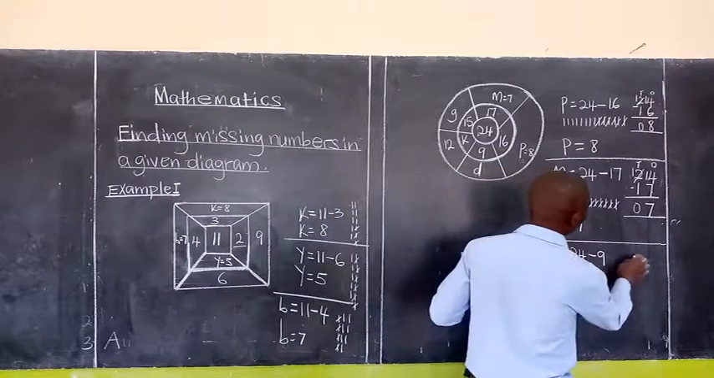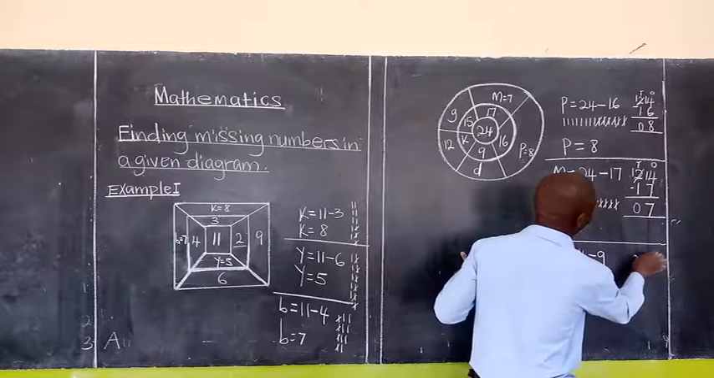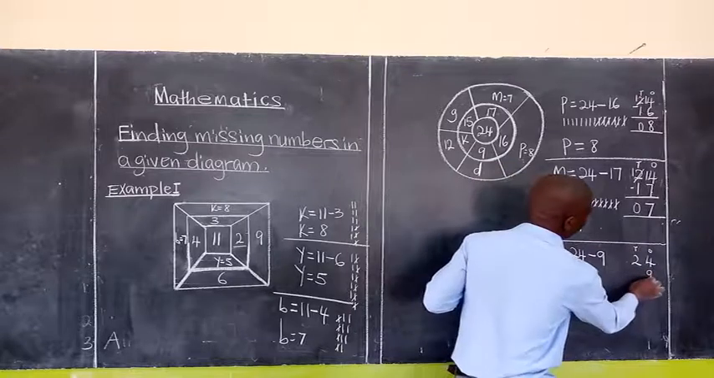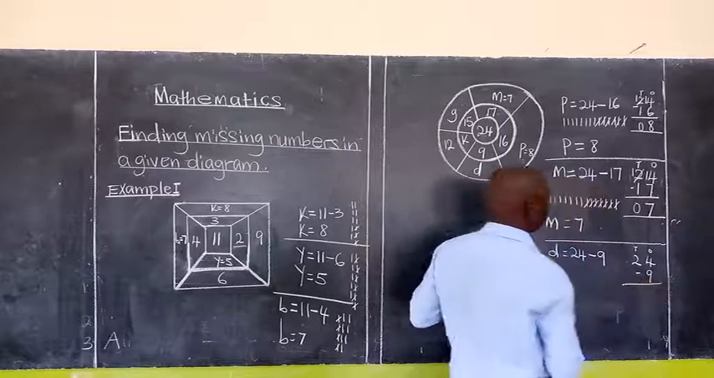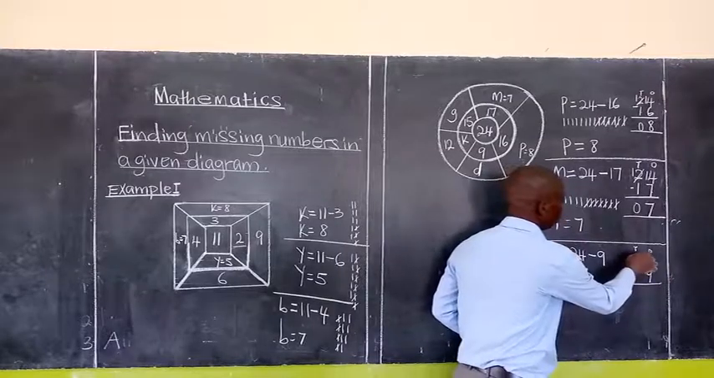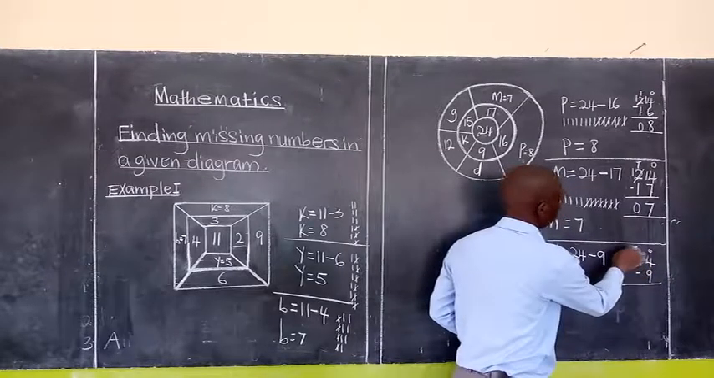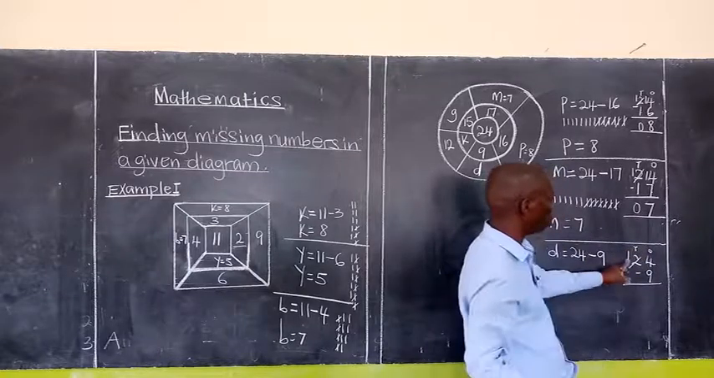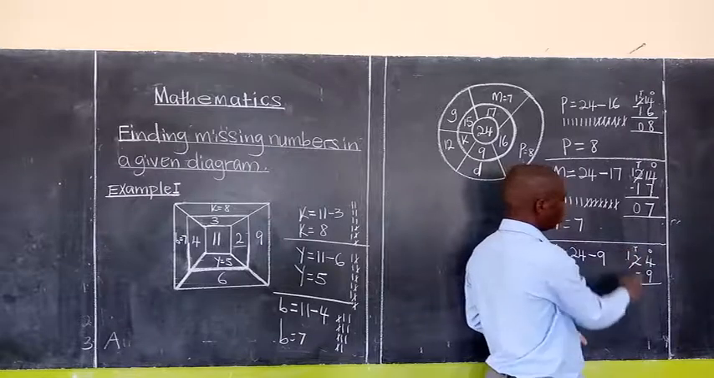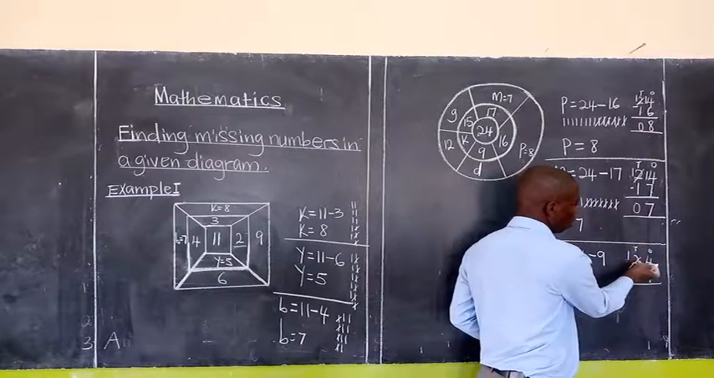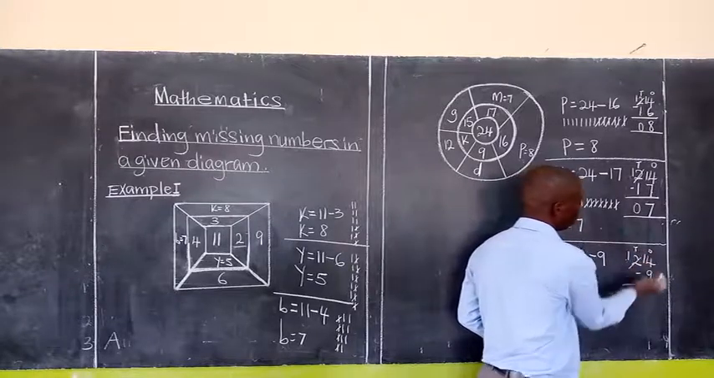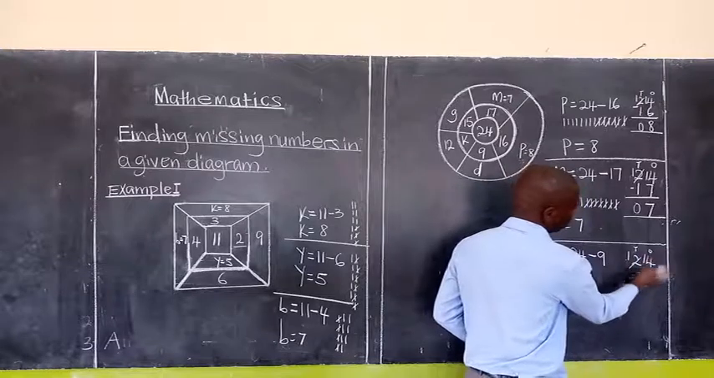So go back to our vertical method. This is 24. Don't forget to indicate the place values. Minus 9. We cannot subtract 9 from 4, so we shall borrow. We shall go to our neighbor and borrow. We borrow 1 and we remain with 1. The one that we have borrowed is a 10. It is under 10s. So we have 4 plus the 10 that we have borrowed. It becomes 14. So it's 14 minus 9.